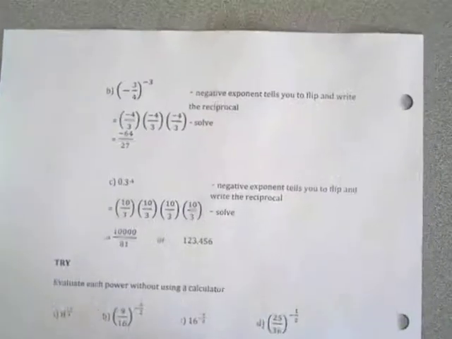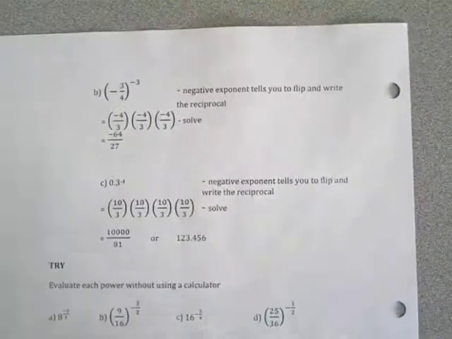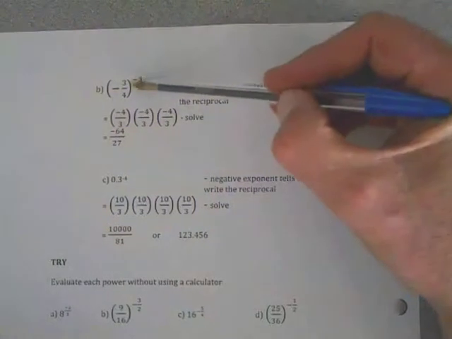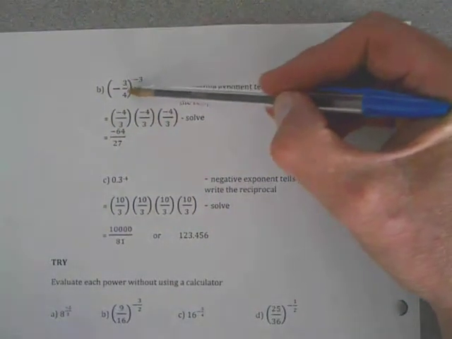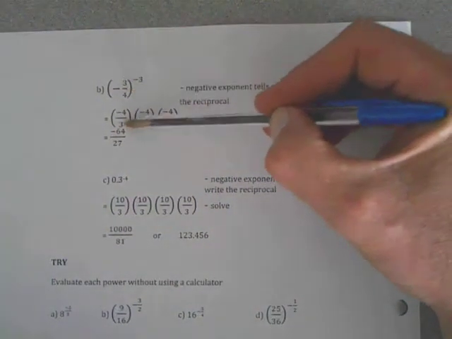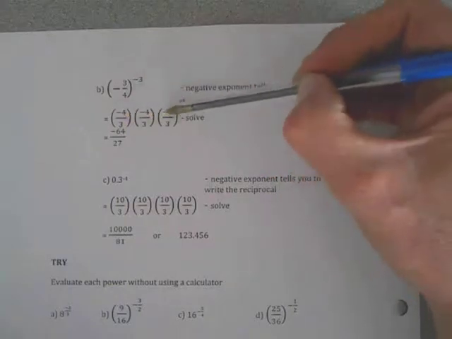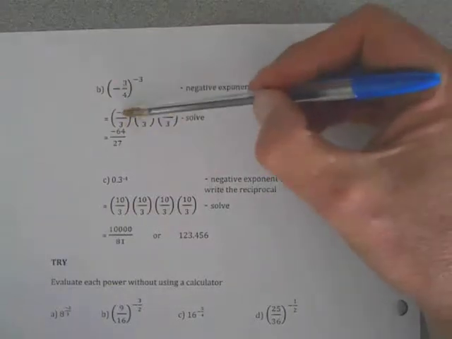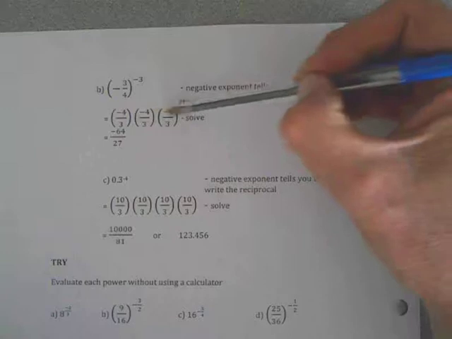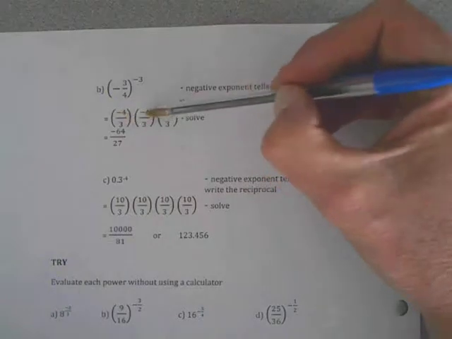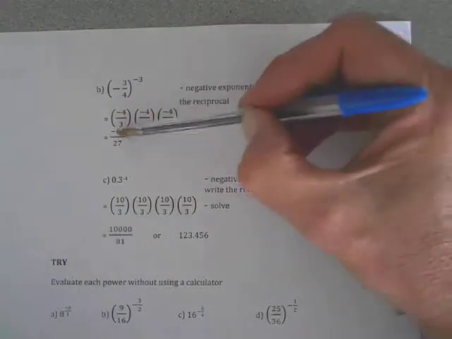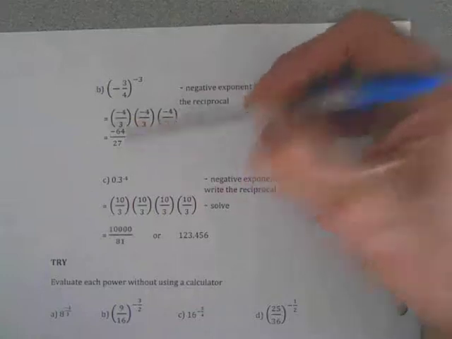So it's very simple to get an understanding of how this works. Once again, a negative exponent, so I flip it and write the reciprocal, which is 4 over 3. There are 3 of them, so I put it down 3 times. The negative sign I leave up top, because that's where I like it. So negative 4 times negative 4 times negative 4 is negative 64. 3 times 3 times 3 is 27. There it is.